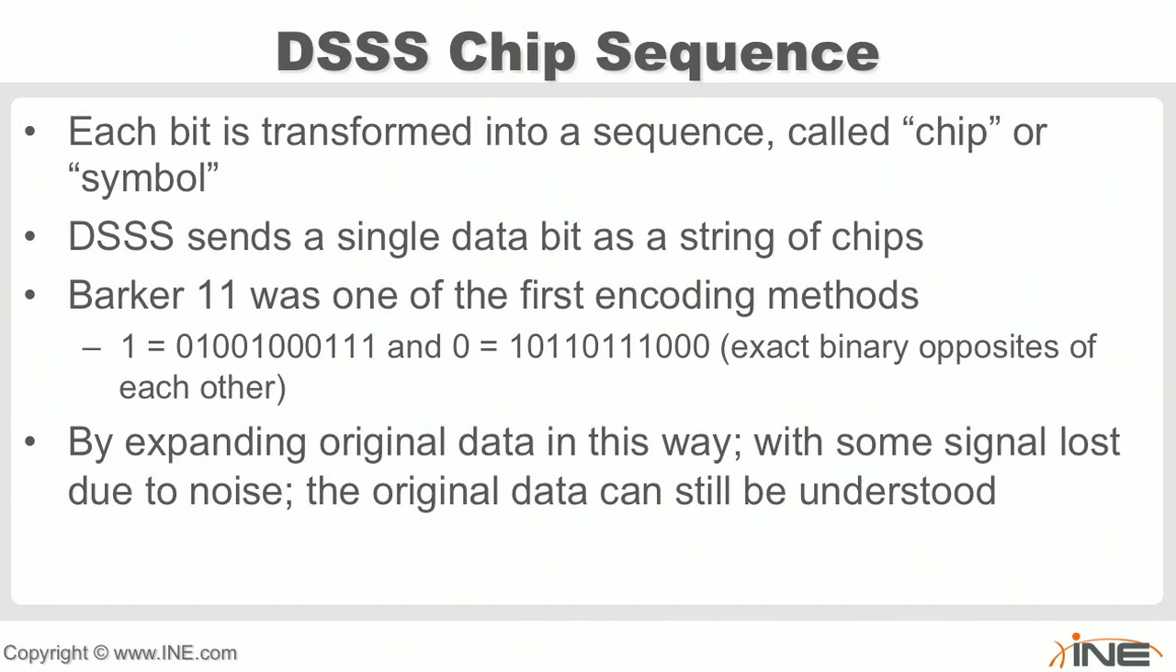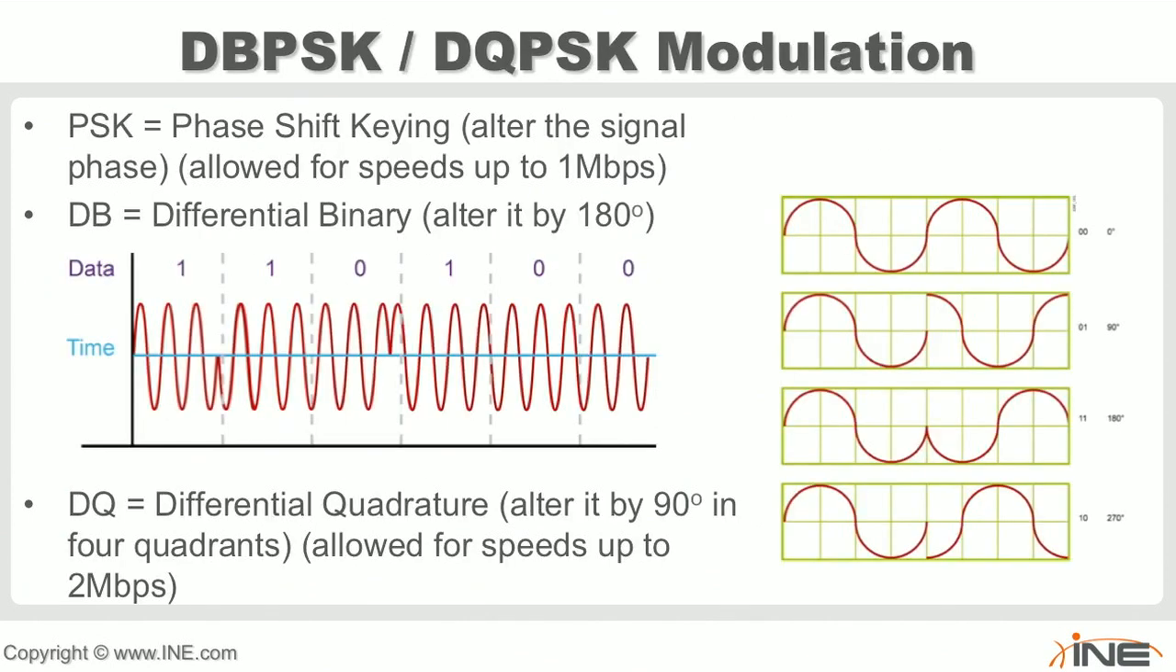So with that being said, let's take a look at some of the earliest ways, which were PSK, phase shift keying. We've got DBPSK, differential binary phase shift keying, and we've got DQPSK, not Dairy Queen, but differential quadrature phase shift keying. First of all, let's just address the idea of phase shift keying. With phase shift keying, we are shifting the phase. We are altering the signal phase.